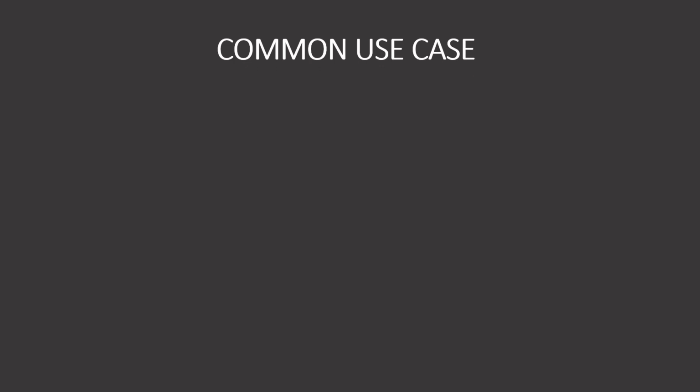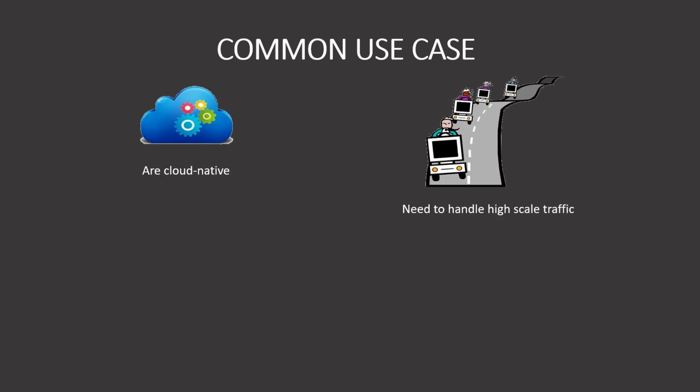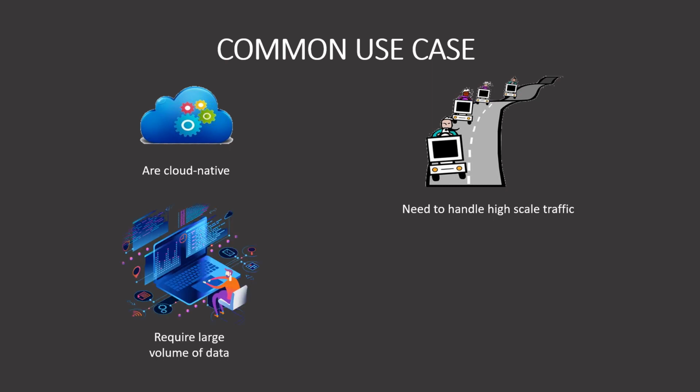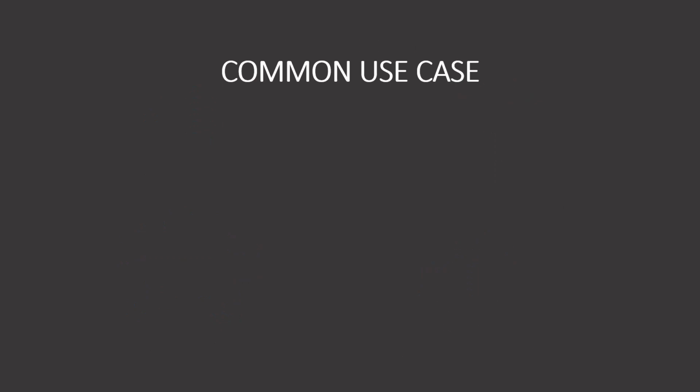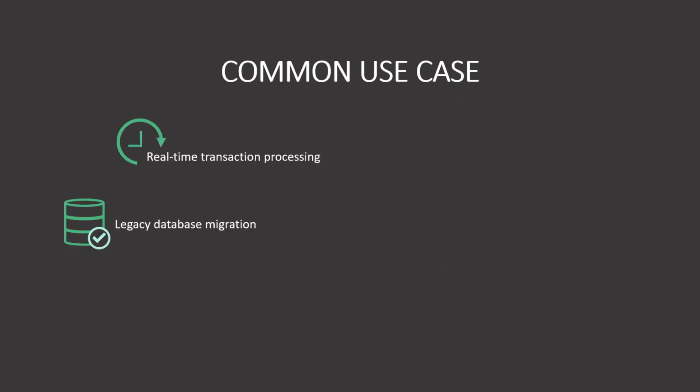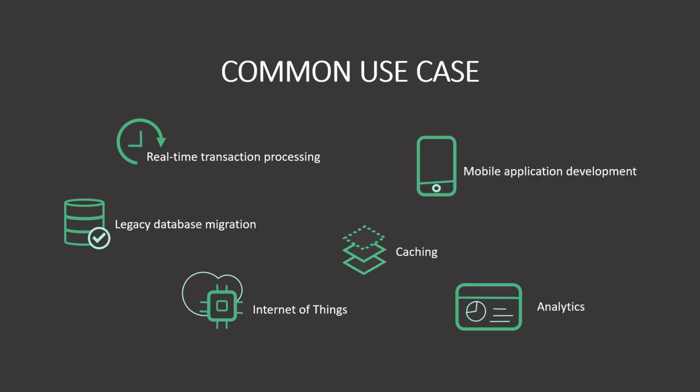Cloud databases are used when building software products that are cloud native, need to handle high-scale traffic, require large volume of data, and are distributed geographically. It is also used in real-time transaction processing, legacy database migration, Internet of Things, caching, analytics, mobile application development.